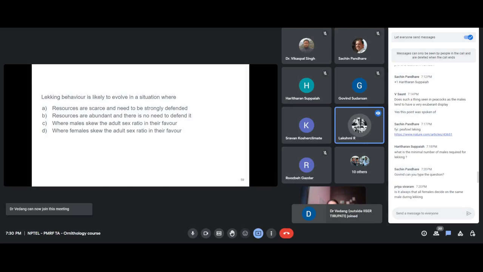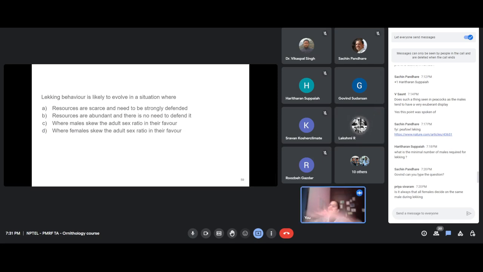Ma'am, in the previous question, somebody, either you or somebody else, raised this point that when the resources are dispersed in a given area, and not abundant, only during that time does the necessity of lekking arise. Yeah, so resources are abundant. They're scattered means they're present everywhere. Right, so there are multiple individuals in multiple places, and there is no need to defend a particular territory based on resource availability.